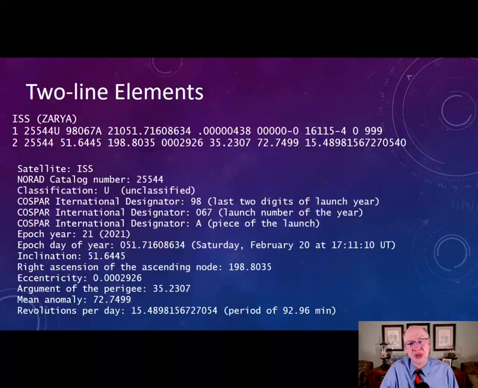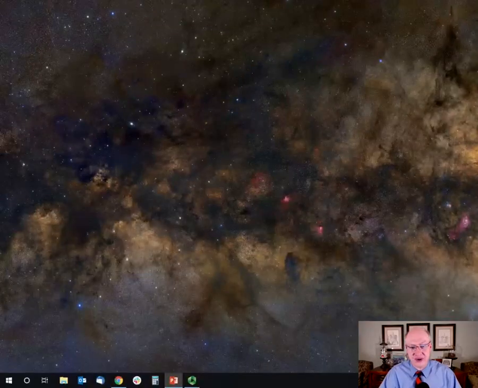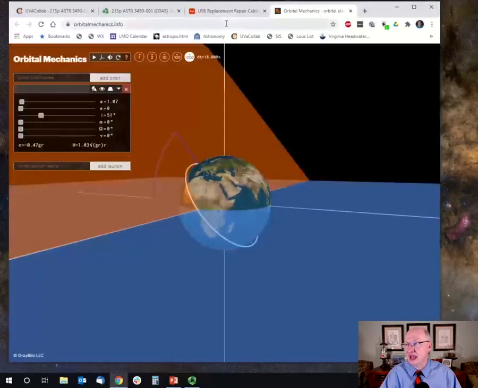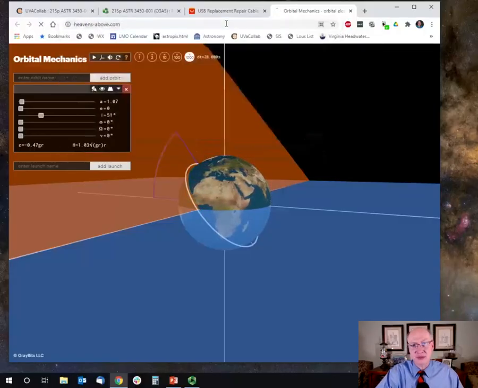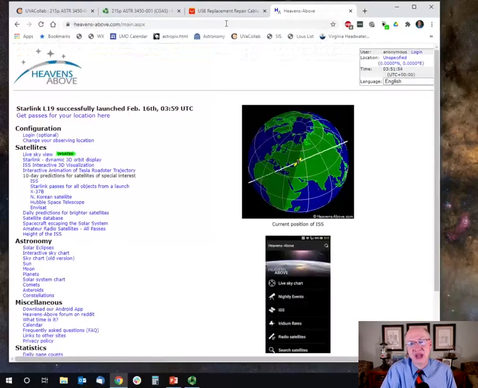Okay, so that's what the 2-line elements are. And again, don't worry, I don't want you to memorize what all these numbers are or how to decode one of these 2-line elements. I just want you to know what they look like, because they're a very, very common way of expressing satellite orbits. Now, if you would like to know when one of these satellites appears overhead, I highly recommend the website heavensabove.com. So heavensabove.com is a fantastic website for tracking satellites.